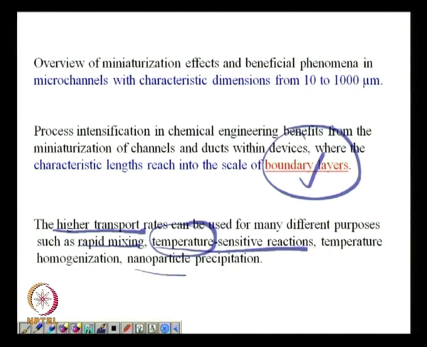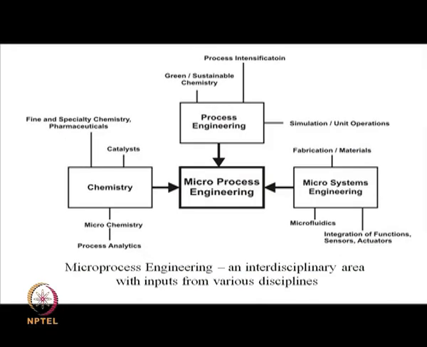to control, for example, precipitation of nanoparticles in a system, or to have reactions take place in such a way that the undesirable side reactions can be eliminated, or if not eliminated completely, they can be reduced and the yield of the product will be increased. We'll see more examples of that in the future.